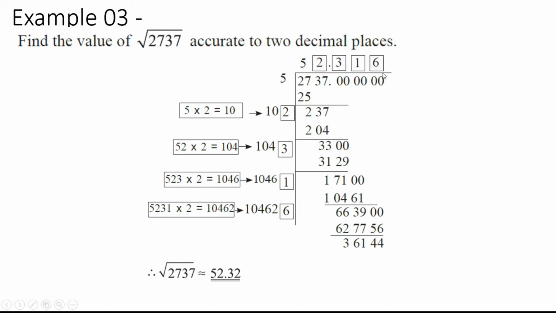So now up to here you have taken up to 3 decimal places. Therefore we can stop at this point, and taking this number we can round it off to 2 decimal places. Therefore, the value of square root of 2737 accurate to 2 decimal places is 52.32.